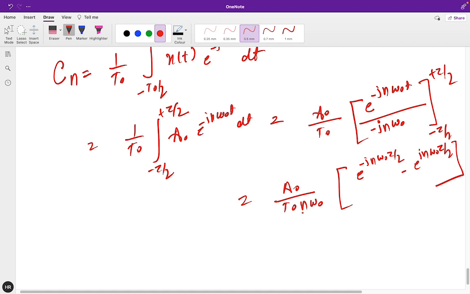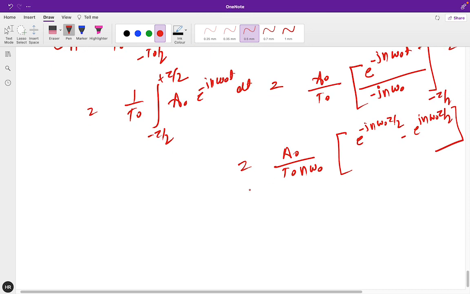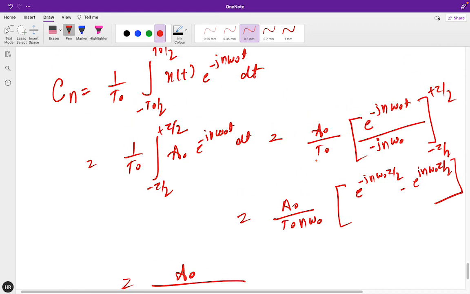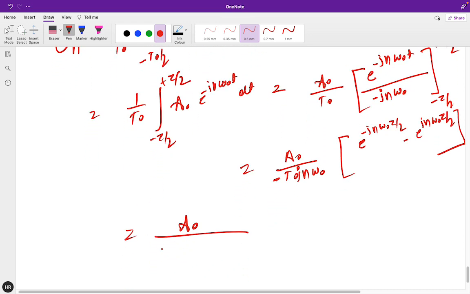Okay, so now we can do the things more clearly. See, a naught we have, and this particular minus I have not mentioned here, and j n omega naught, so j is also there. So we have minus j n omega naught into t naught. Okay, it's multiplying with e power minus j n omega naught tau by 2 minus e power j n omega naught tau by 2.